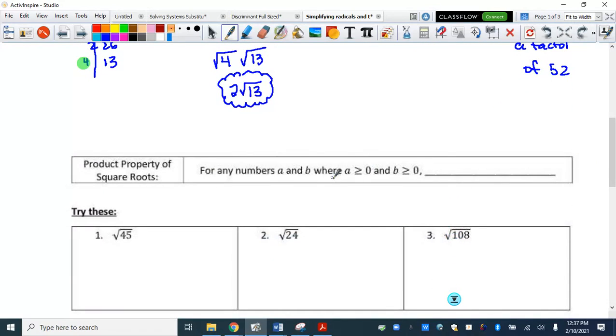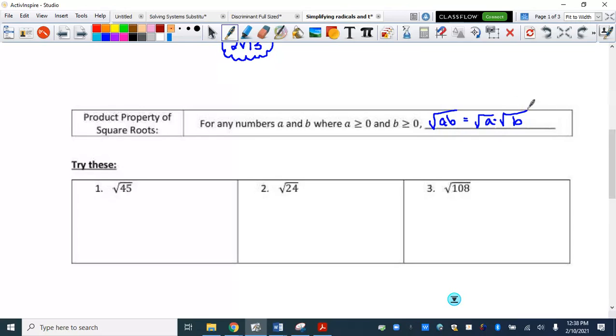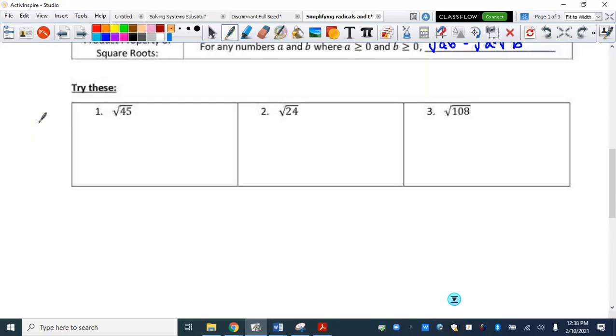So the product property of square roots, I just want you to know that we can break up that square root like that. Okay, so if we're multiplying things, each of those things go under their own square root, and that's fine. Also, vice versa. If you had two next to each other, they could go underneath the same one. So we're going to do radical 45.